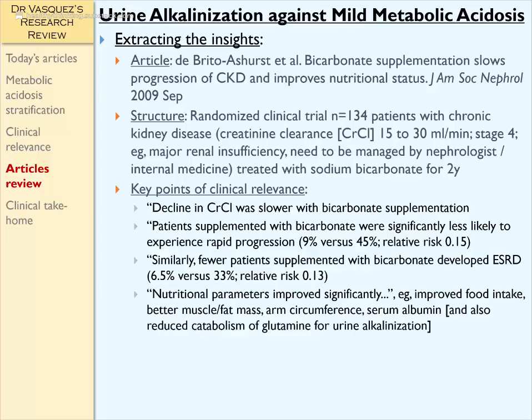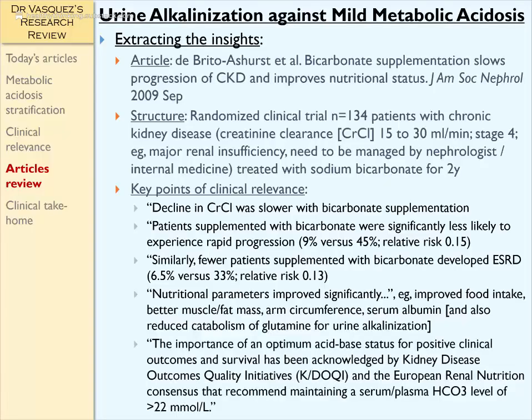which may have been due to the improved food intake and also due to reduced catabolism of glutamine for urine alkalinization. Toward the end of the article, the authors conclude the importance of an optimum acid-base status for positive clinical outcomes and survival has been acknowledged by kidney disease outcome quality initiatives and the European Renal Nutrition Consensus that recommends maintaining a serum or plasma bicarbonate level of at least 22 millimoles per liter.